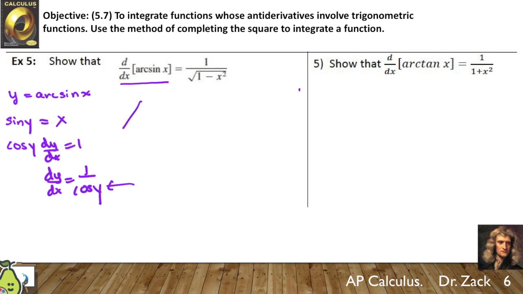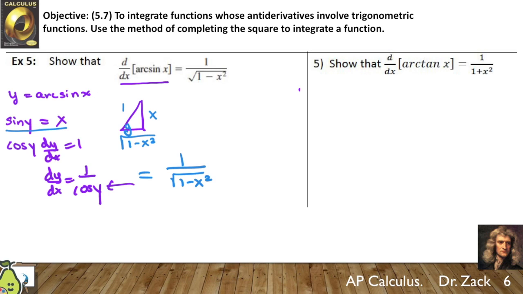Let's draw our triangle. We are given, or figured, that the sine of y was equal to x. So here's my y. We'll have the opposite over the hypotenuse. Square root of 1 minus x squared is the missing side. So what is the cosine of y? That's going to be the square root of 1 minus x squared, your adjacent, divided by your hypotenuse, 1.